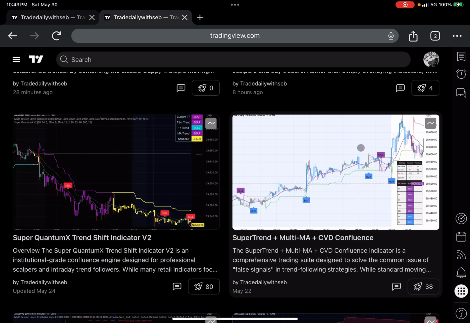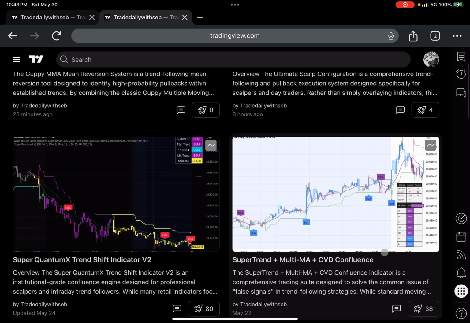I got a super trend one, and it has multiple. You can use multiple different types of moving averages with it, and it has a CVD confluence, so it takes the signals when there's an EMA cross, and there's also the CVD is positive for the buys, or it will do a sell signal when the cumulative volume delta is negative.